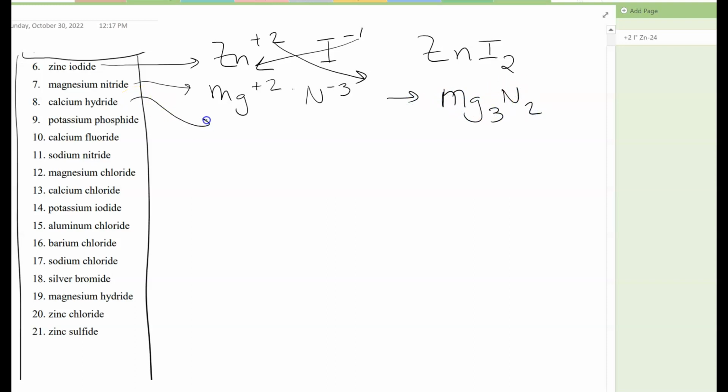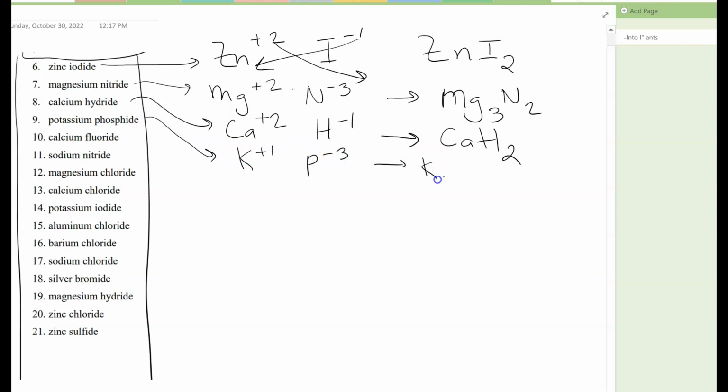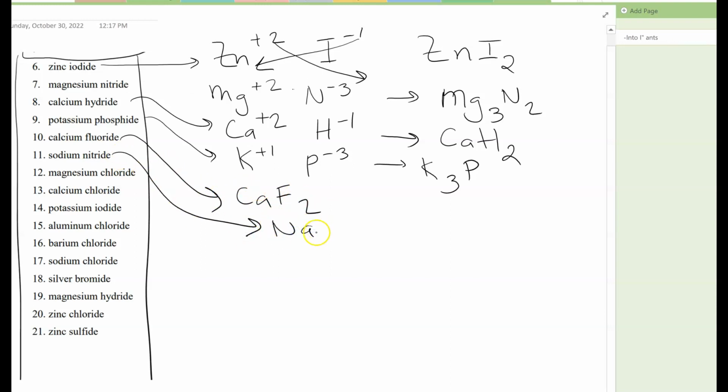Mg3N2. Calcium hydride. Calcium is +2. Hydrogen is -1, because it's in hydride form. And so you get calcium hydride with an H2. Potassium phosphide. K is +1. Phosphide is -3. So you get K3P. Calcium fluoride is CaF2. Sodium nitride is Na3N, because N is -3 and Na is +1.